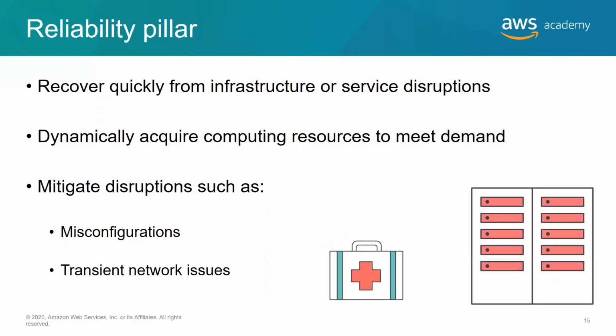Got it? Whereas coming to the reliability pillar, right? Recover quickly from infrastructure or service disruption, dynamically acquire computing resources to meet the demand, and if there is any disruption such as misconfiguration or transient networking issues, you're going to address it, right? It should be reliable, right? Any application, any resource should be reliable. It should not be disturbed, right? So very soon, we have to recover from the infrastructure or service disruption, right? Or dynamically it has to acquire the computing resources to meet the demand. Dynamically it has to get ready, acquire the computing resources, right? That is called the reliability pillar.